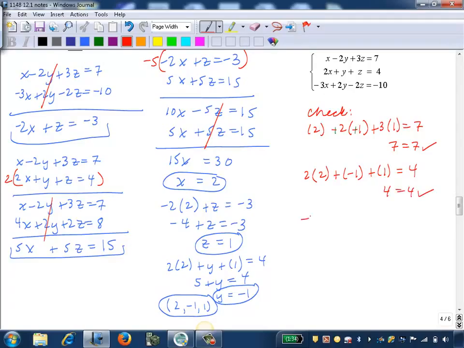And then the last one, negative 3 times 2 for the x, plus 2 times negative 1 for the y, minus 2 times 1 for the z, and we'll see if that gives us negative 10. So you got negative 3 times 2 is negative 6, plus 2 times negative 1 is negative 2. Negative 6 and negative 2 give us negative 8. Minus 2 times 1, that's minus 2, and that does in fact give us our negative 10. So it does check.